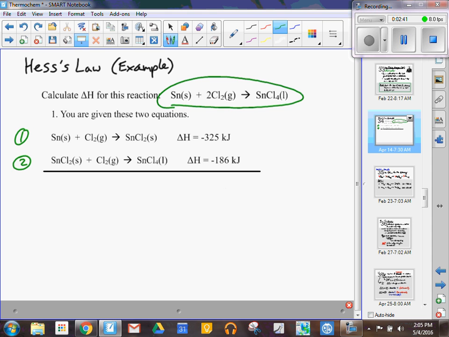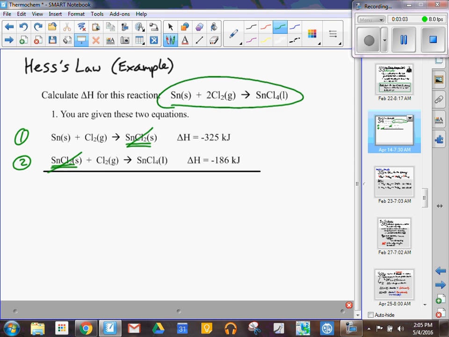What I want you to notice, however, is a thing that's called an intermediate. Notice in the first step, tin 2 chloride is produced. In the second step, that same molecule, tin 2 chloride, is immediately consumed. That's called an intermediate, and we don't acknowledge it in the final summation of the 2 steps, because whatever is produced in the first step is immediately consumed.